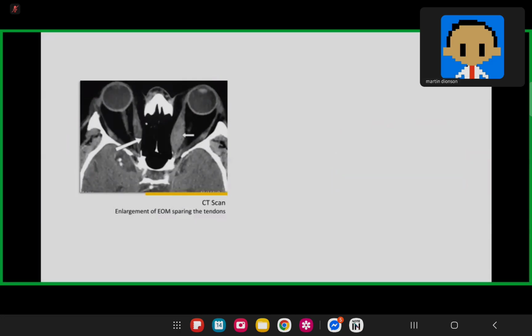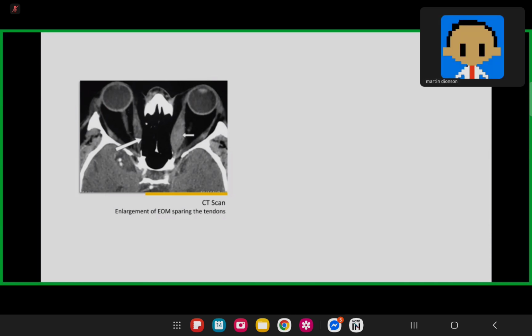So this is your axial view of your CT scan showing your right and left eye. But if you notice one of the muscles, is this the left or right eye? Anyone? Do you know if this is the left or right eye? Right eye, Doc. So it's the left eye. Sorry, Doc. It's okay. So it's the left eye.